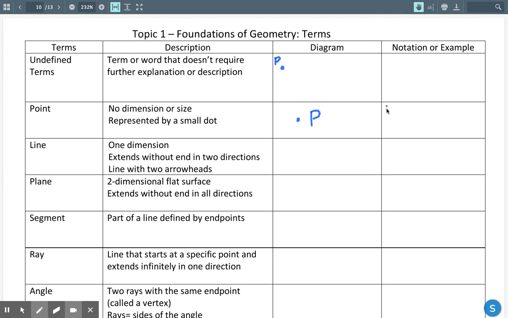What we would say, in quotes, is we would call this point P. That's just how you would say it. If I'm talking about this point right here, I would call it point P. And the thing to note is that you always use a capital letter. That's really, really important. So you always use a capital letter.